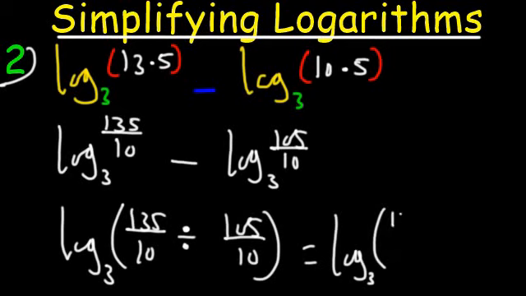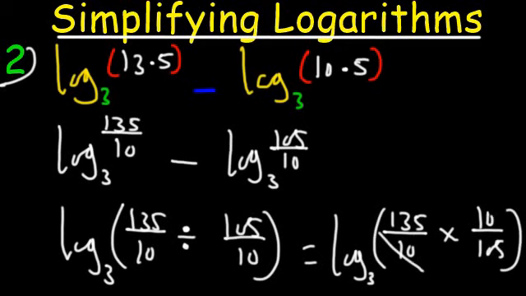We just need to keep the first fraction, 135 over 10, change the division sign to multiplication, and flip the numerator and the denominator of the second fraction. That's 10 over 105. Okay, at this point, 10 can cancel. When 10 cancels, let's try to split 135 and 105 into the lowest term.